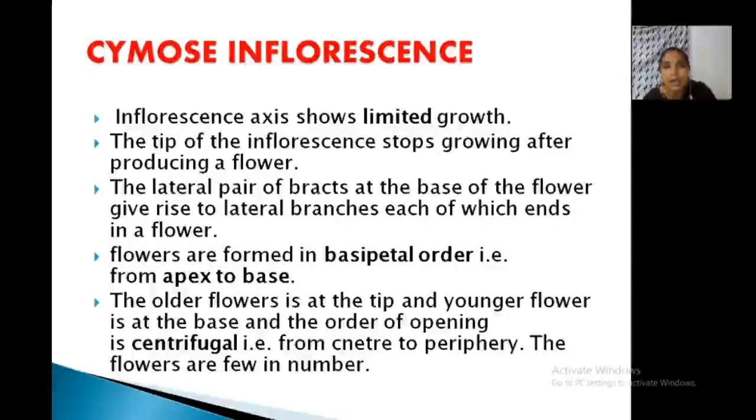Here, opening is centrifugal, center to periphery. The other one, periphery to center, is centripetal. There, opening is centripetal; here, centrifugal. There, the axis has unlimited growth; here, limited growth. There, acropetal succession; here, basipetal succession. Understood? I hope you got a clear cut difference between racemose and cymose. So, let us pass on to the various types of cymose inflorescence.